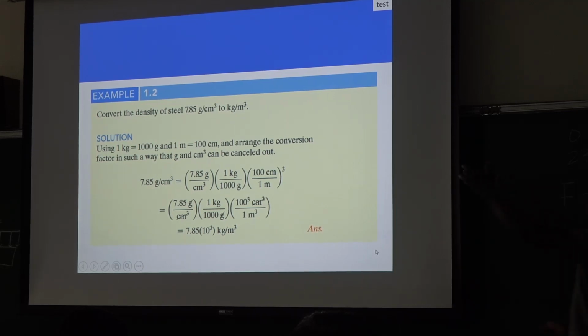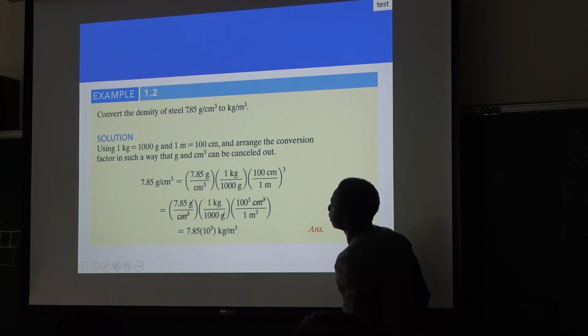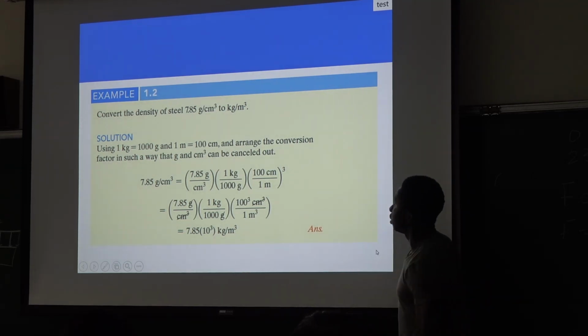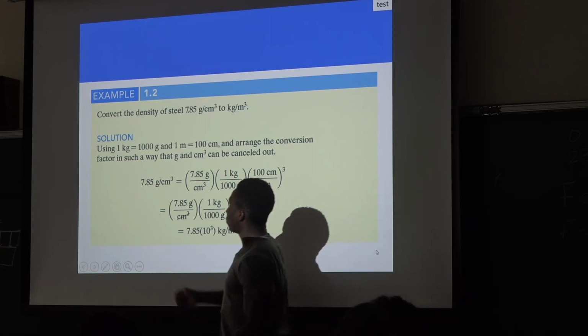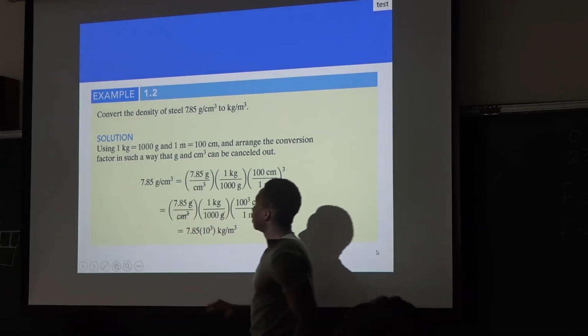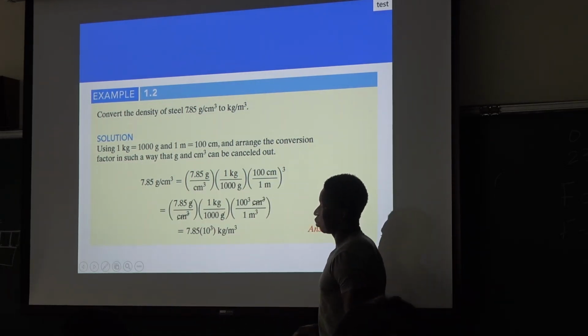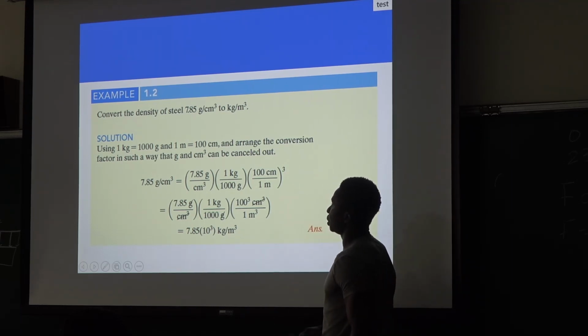Okay, so here we have a similar thing. It's asking us to convert the density of steel, which is 7.85 gram per centimeter cube, to kilogram per meter cube. So we know that 1 kg is equal to 1,000 grams and 1 meter is equal to 100 centimeters. And arrange the conversion factor in such a way that g and cm can be cancelled out.